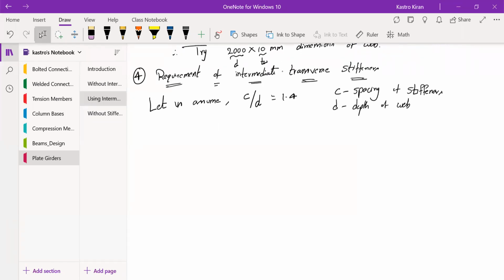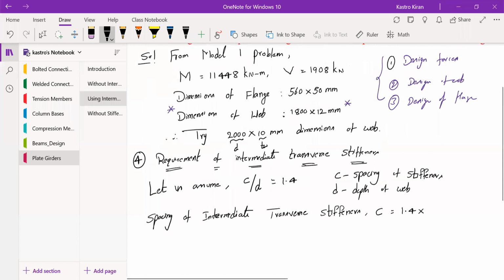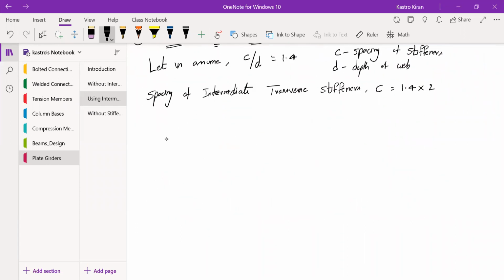Therefore, spacing of intermediate transverse stiffeners, denoted with C, equals 1.4 times the depth of the web. What is the depth of the web? We have assumed the depth of the web as 2000. So how does this 1.4 come? It comes from this logic, that is C by D equals 1.4. So I'm finding the value of C from this equation. That's how 1.4 into 2000 has come. Therefore spacing equals 2800 mm. So this should be the spacing between any two intermediate stiffeners.